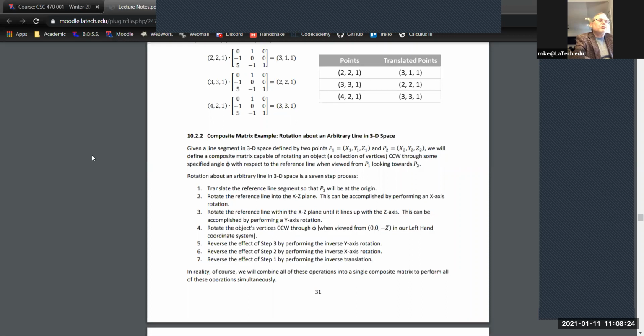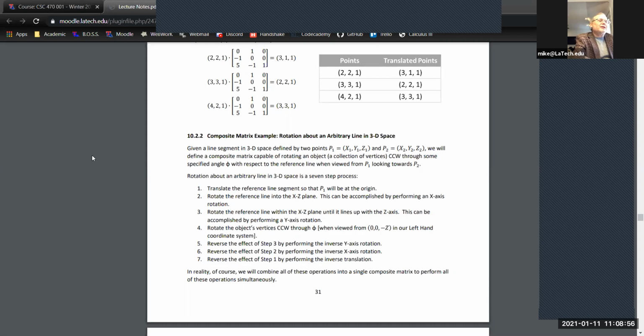So in other words, we'll move the line back away from where it was lined up with the origin, back to its position in the XZ plane. That's step 5. And then we'll undo step 2, which means we will do an x-axis rotation that'll get the line back at its original angle. And then the last thing we will do is undo step 1, which will put the P1 point back to its original position.